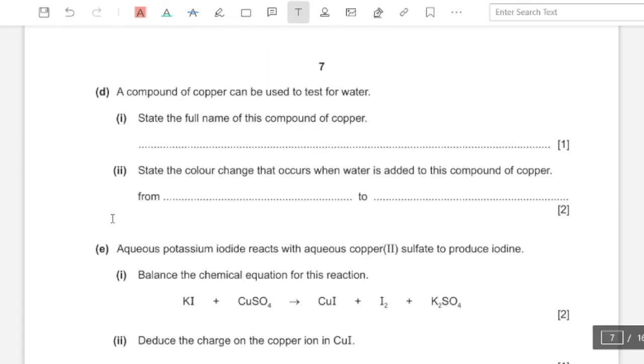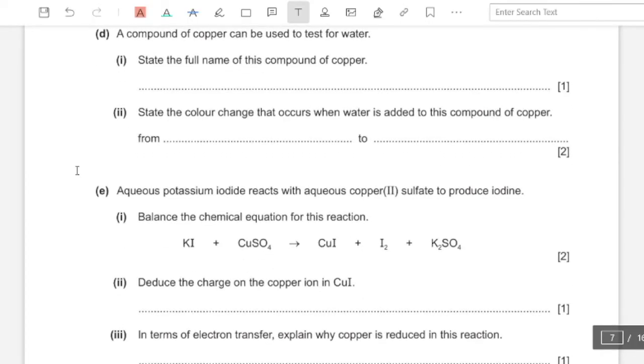Okay, moving on to part D, a compound of copper can be used to test for water. 1. State the full name of this compound of copper. So whenever we get the word name, we're supposed to write the whole name and not just the chemical formula of a compound, and that compound is anhydrous copper sulfate.